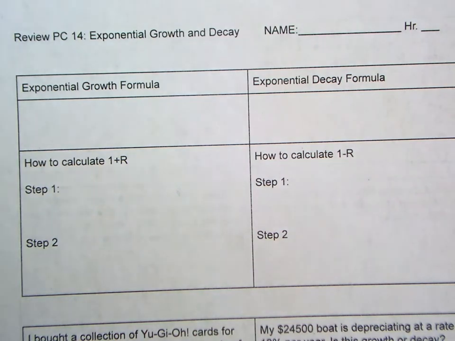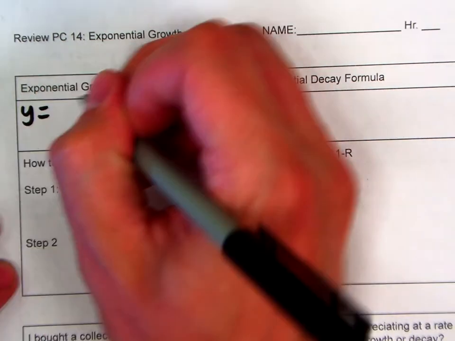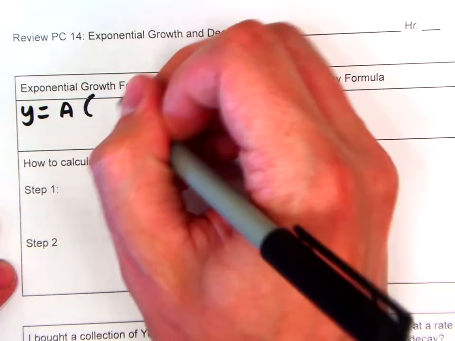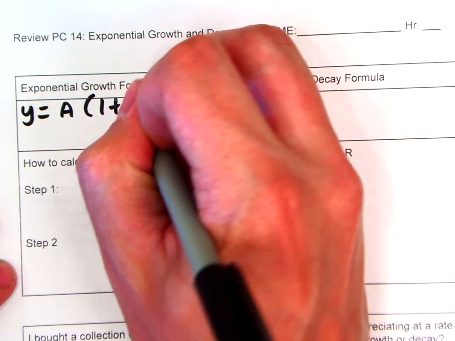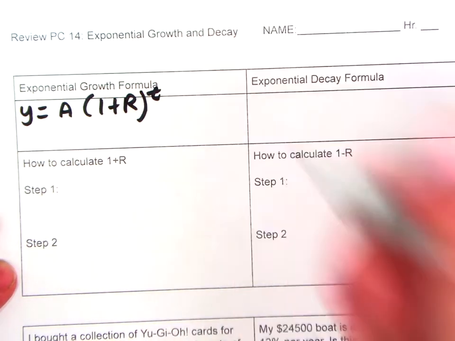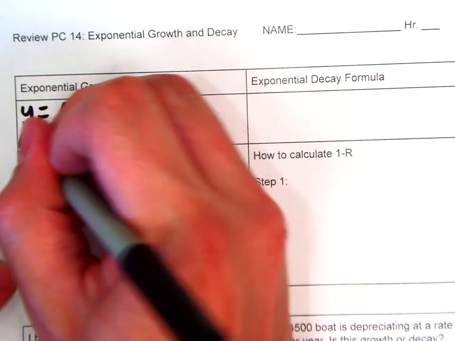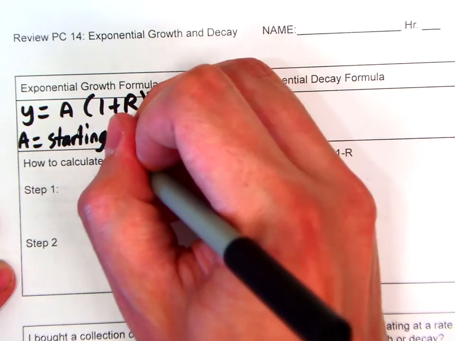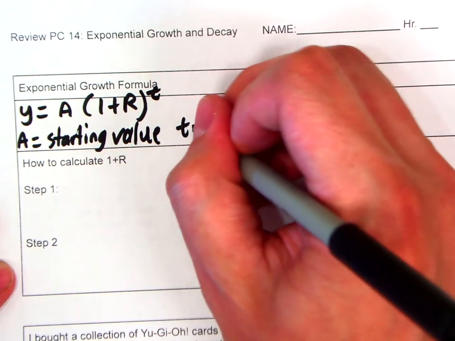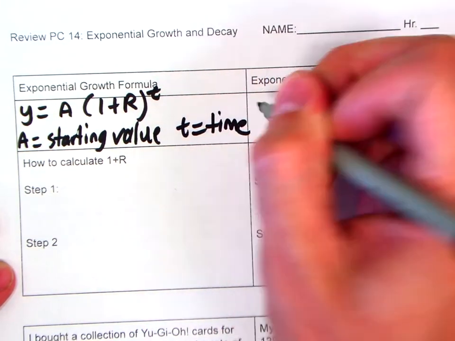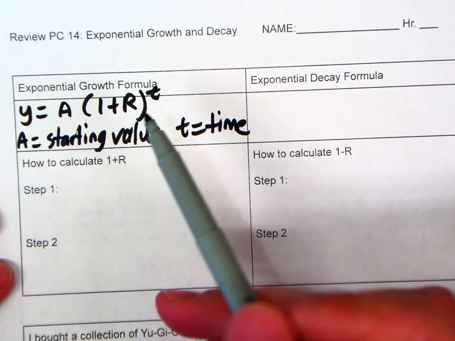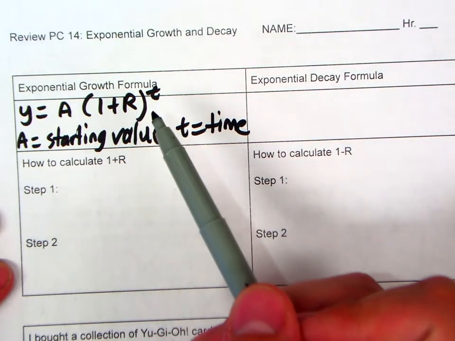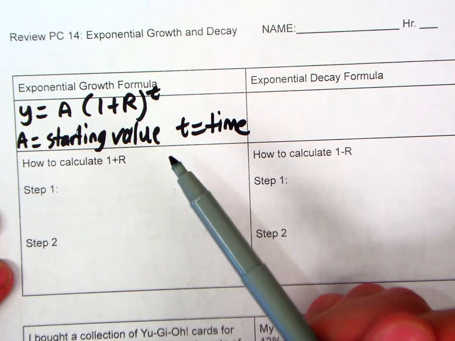This is a review for PC14, Exponential Growth and Decay Scenarios. So the exponential growth formula is y is equal to a times (1 plus r) raised to the power of t. And a here represents your starting value, or your initial amount. And t represents time, or the number of years. R is how much we're increasing by. And we'll show you how to use that in just a moment.